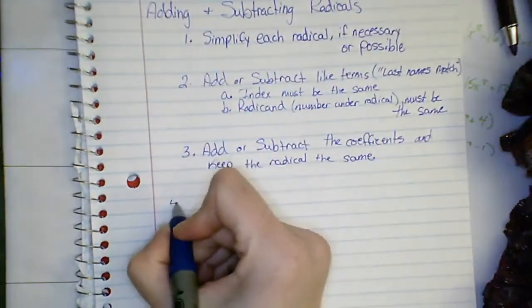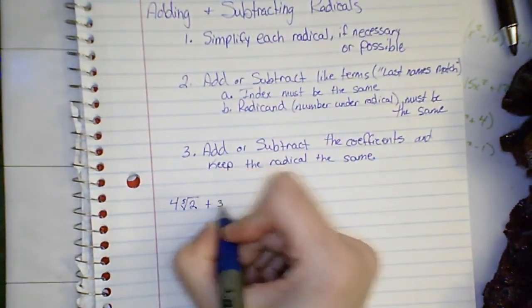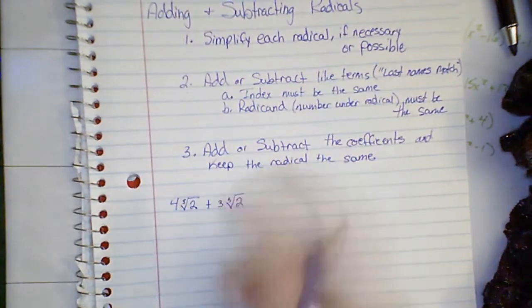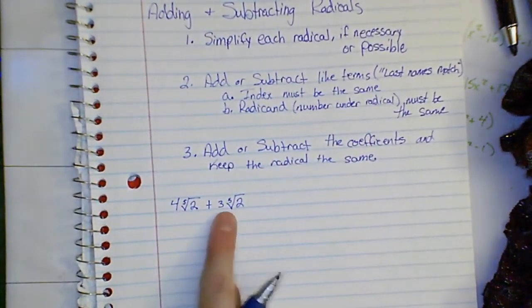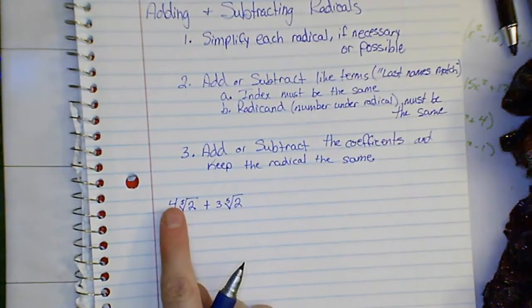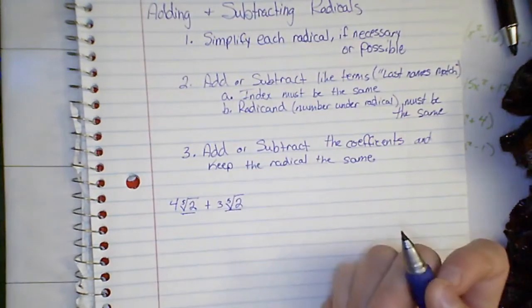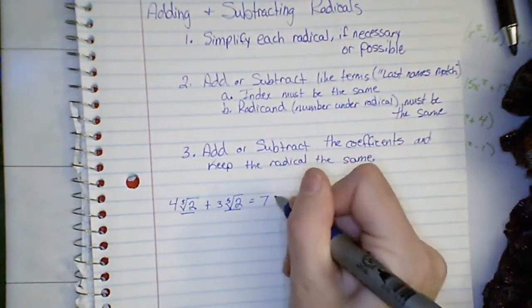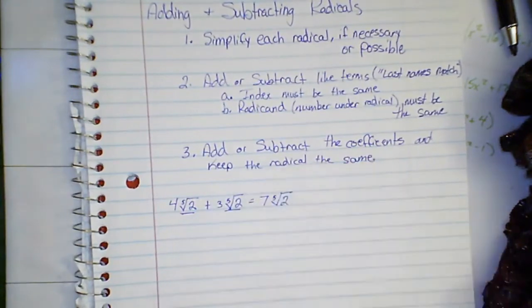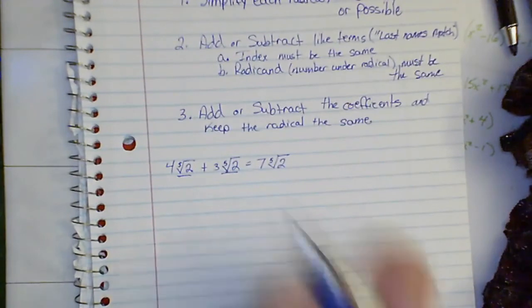So examples: 4 fifth root of 2 plus 3 fifth root of 2. Here we have 4 times the fifth root of 2, 3 times the fifth root of 2. So think of this as 4x plus 3x, where these two are the exact same name. So 3 plus 4 is 7, and then we have to keep the radical the same. So think of this as the variables.